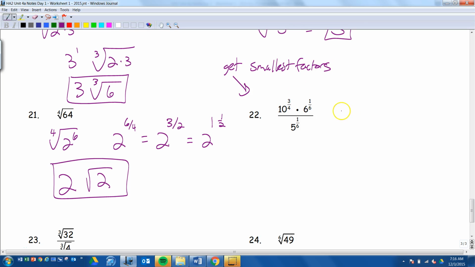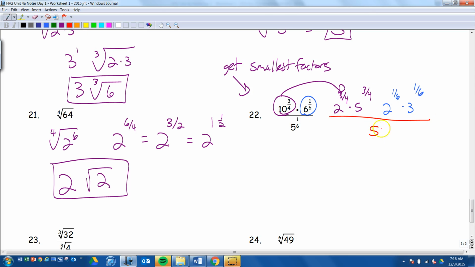So what is 10? 10 is the same thing as 2 to the 3/4 times 5 to the 3/4. So that's what this 10 turned into. This 6 is going to turn into a 2 to the 1/6 times 3 to the 1/6. This 5 doesn't do anything because you can't break 5 down. 5 is just 5. So now we have bases that match. So you look for the bases that match.